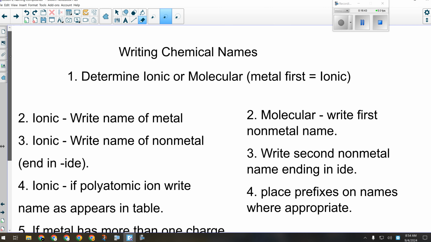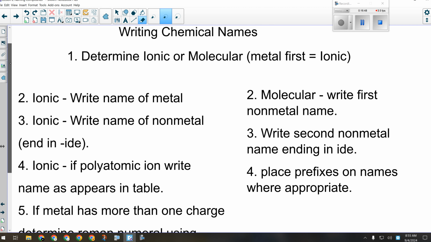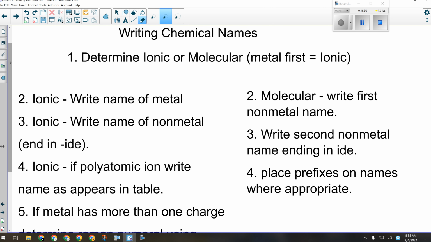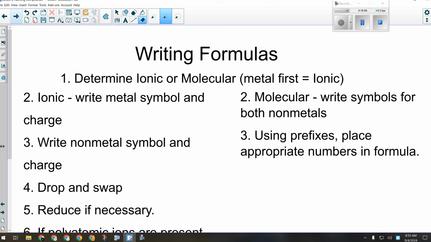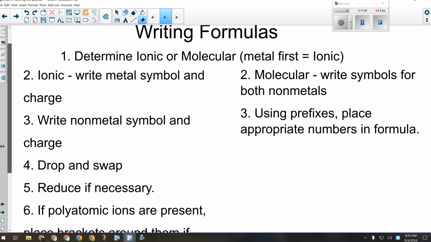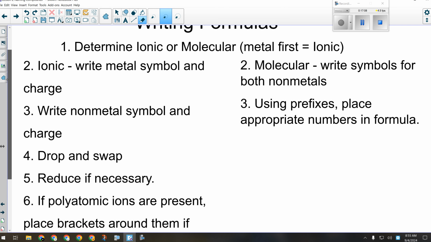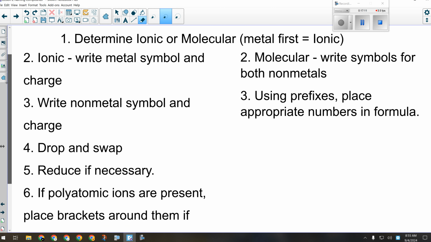All right, so this is just the quick jot note of those rules. If you're writing the chemical names, you determine ionic or molecular, write the name of the metal. So we had that already in the notes. This is just a quick version of it. And then writing formulas, that's what we just went over. If you want to write down the quick version of those rules, I'll give you a couple minutes on that.